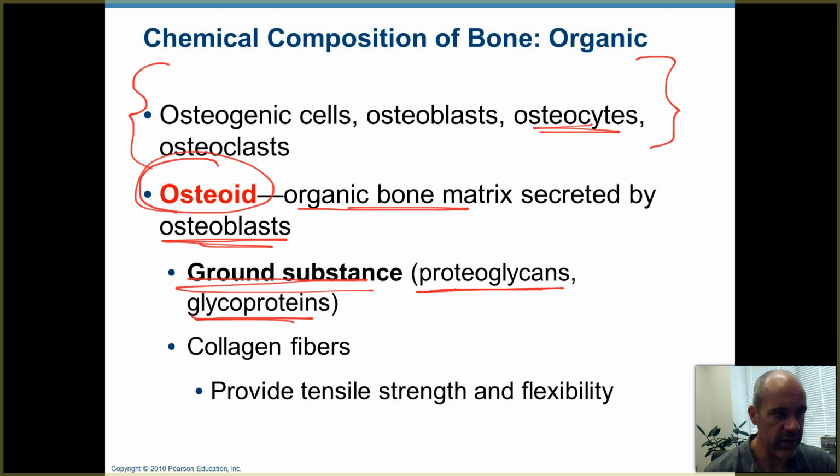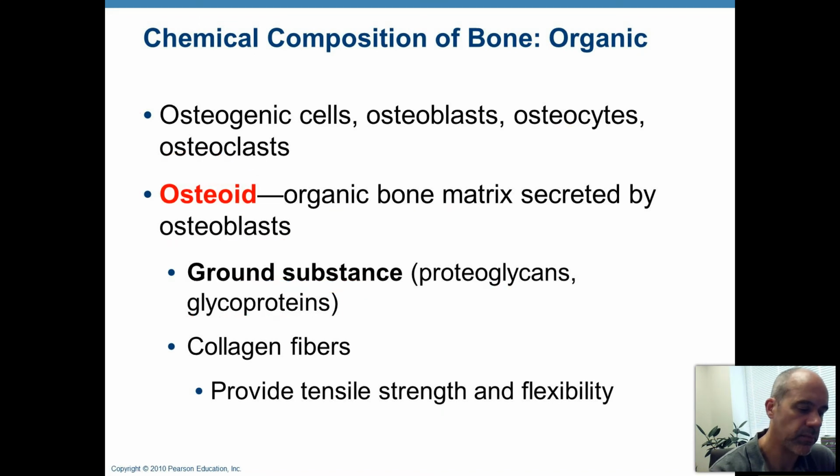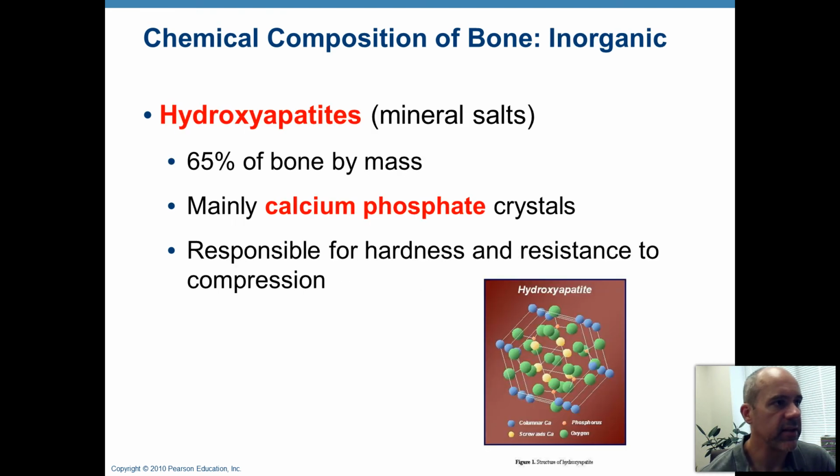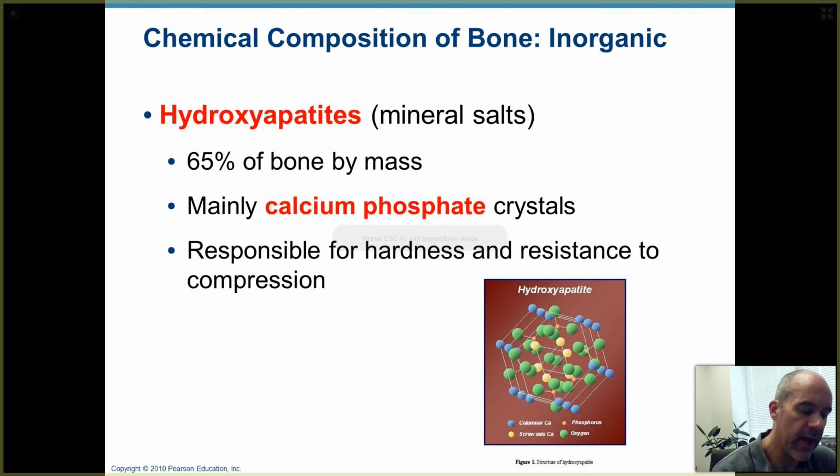Then you've got lots of collagen fibers in there as well, and as we've talked about before, those provide tensile strength and flexibility to the tissue. So that's what you have first. You have this organic bone matrix that has not yet hardened, and those are the organic components of osseous tissues. Alright, and then you have the inorganic substances in there that actually mineralize the bone or give it its hard consistency.